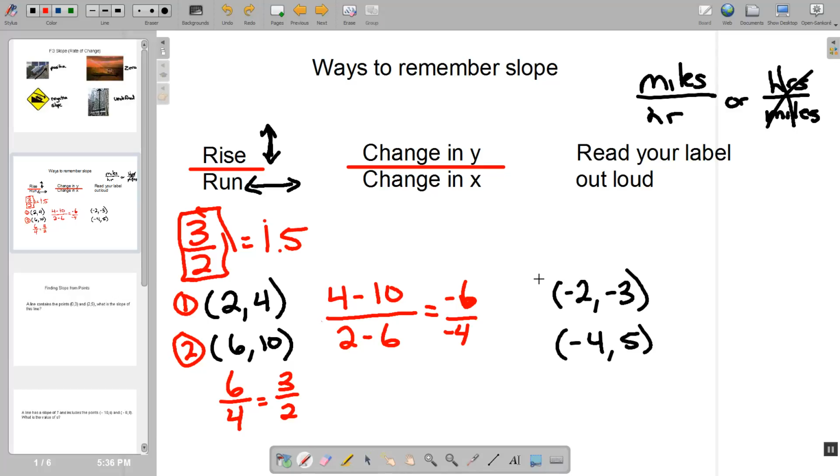Now let's do the problem here on the right. Same thing, I'm going to pick an ordered pair 1 and an ordered pair 2. I'm going to go ordered pair 1, ordered pair 2. Now it's a little bit trickier to think about these points.